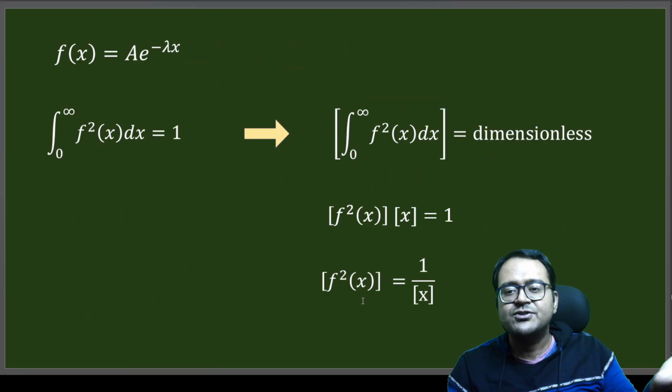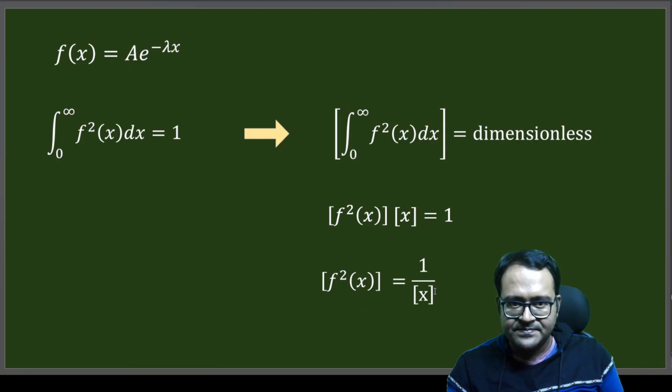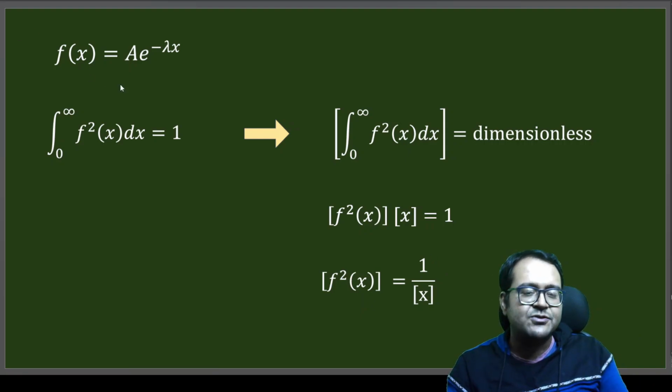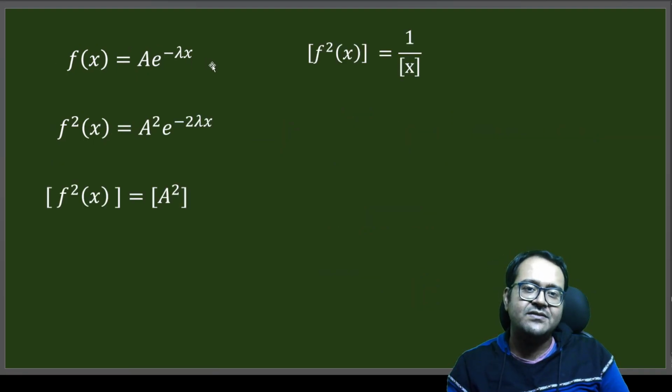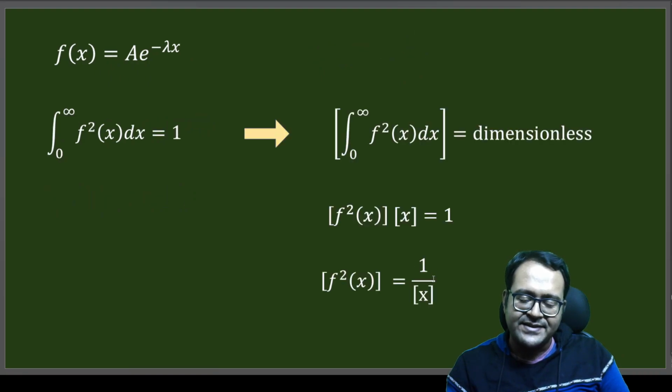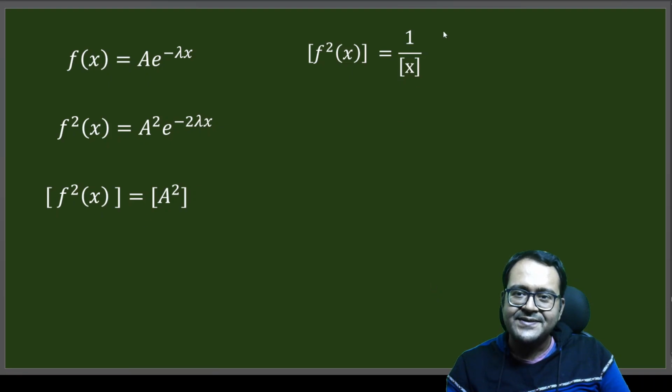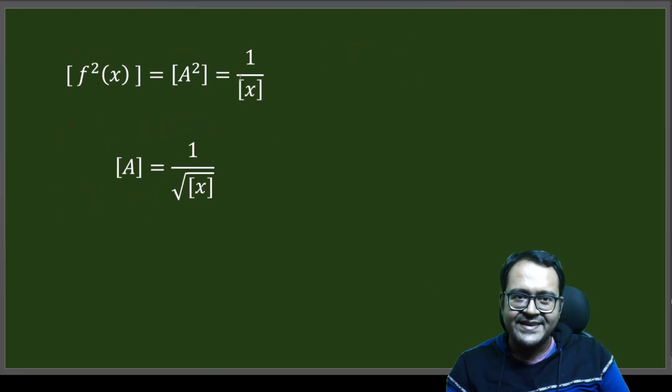The dimension of f square will be the dimension of 1 by x. And what is f square? The dimension of f square is the dimension of A square, because e to the power minus lambda x cannot have dimension. So the dimension of f square is A square, and the dimension of f square is already 1 by x. So your dimension of A square is 1 by x. I can put it in this slide itself.